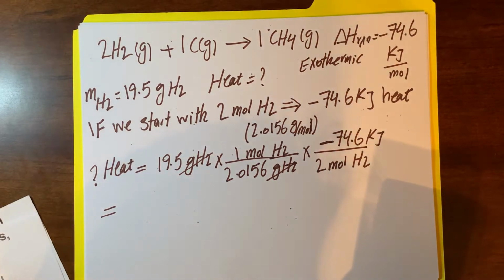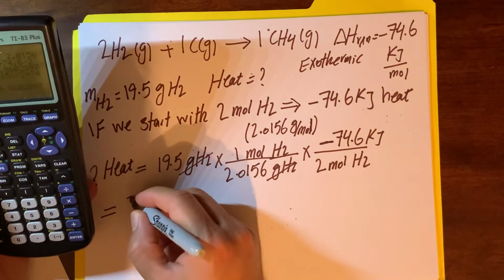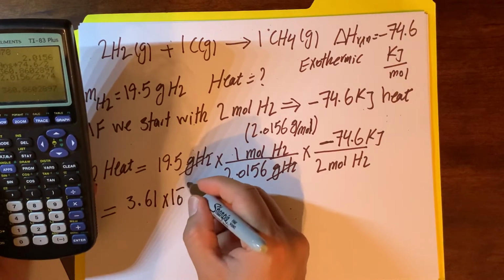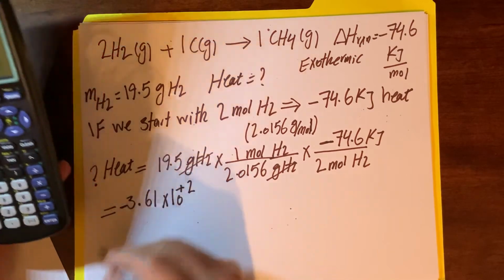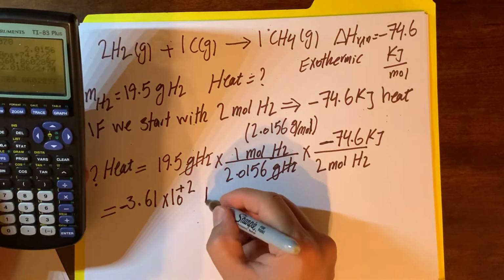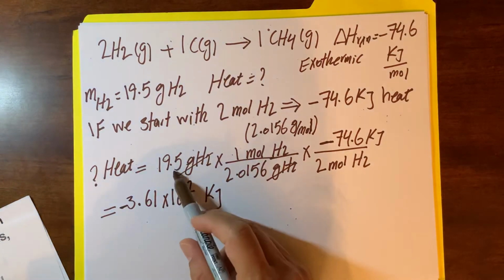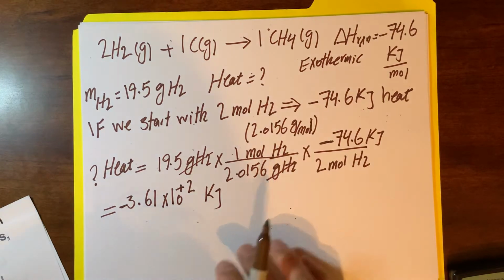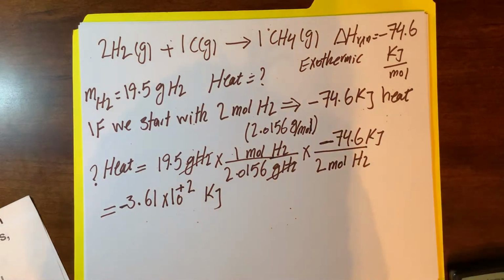Okay, I got 360. Let's give it a try. 19.5 divided by 2.0156, divided by 2, multiplied by 74.6. Okay, so the final answer is 3.61 multiplied by 10 to the power of plus 2, and it's negative. The unit is kilojoule. I started with 3 sig figs, so I need to end with 3 sig figs. Okay. So this is the way that you can use delta H of formation.